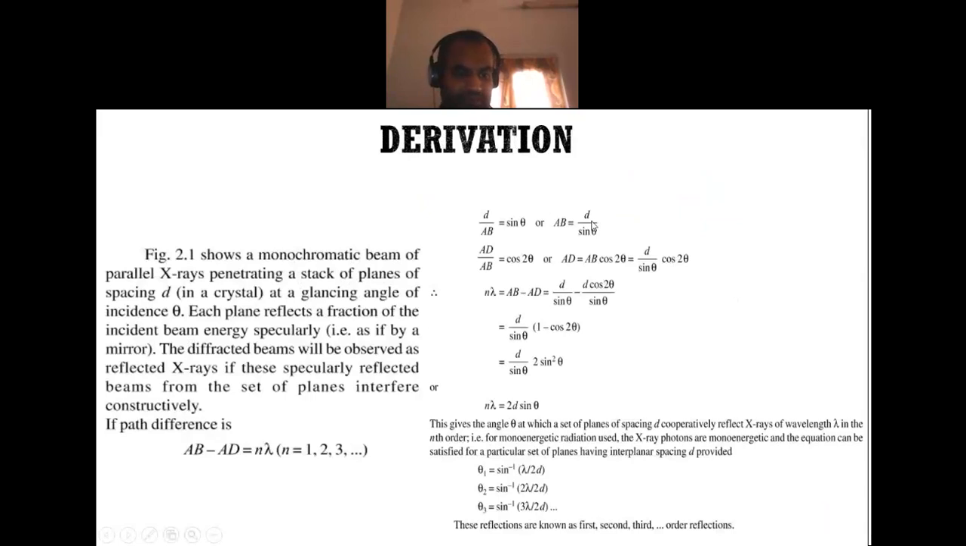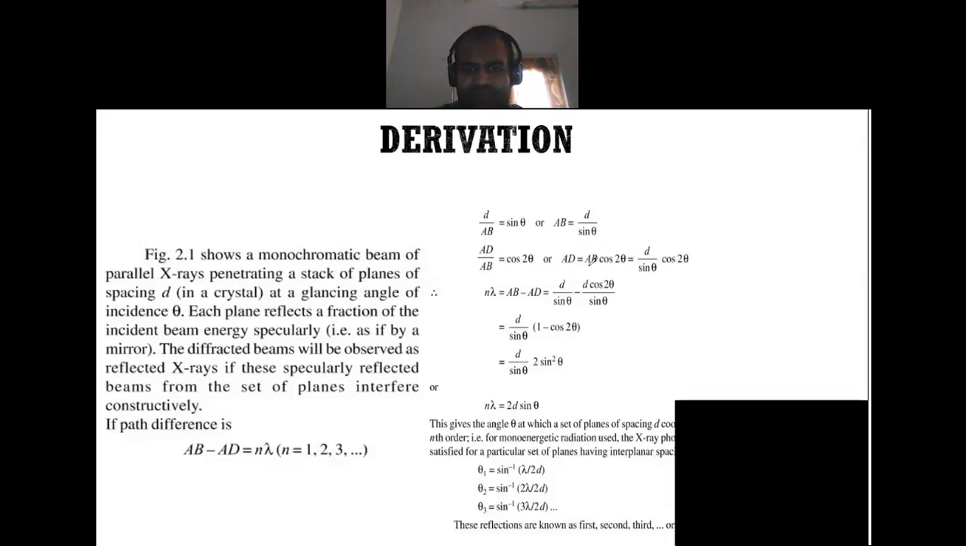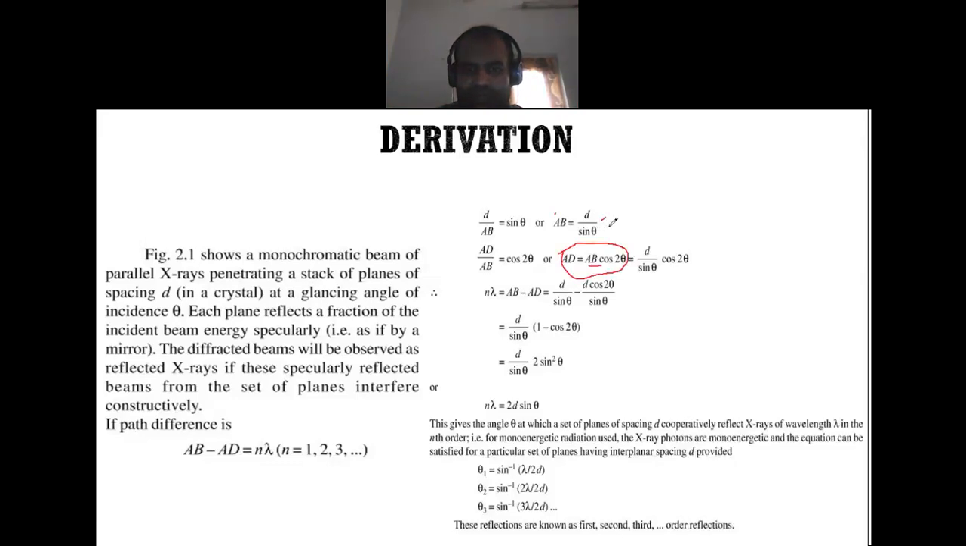With annotation on, I cannot move between slides. So if I have to move from one slide to another, I have to turn off the annotation and then only I can go to the other slide. Anyway, AD value is AB cos twice theta. So what is AB? AB is equal to d over sine theta.